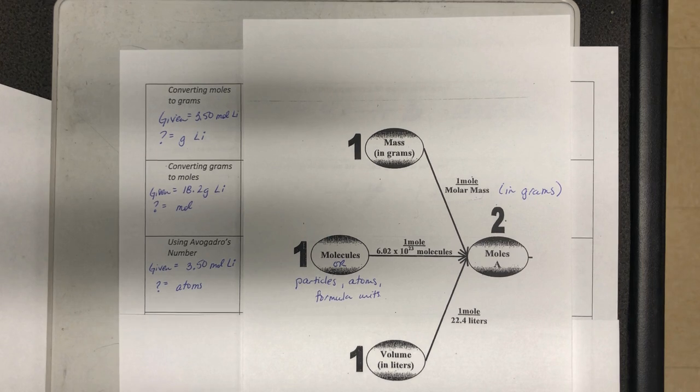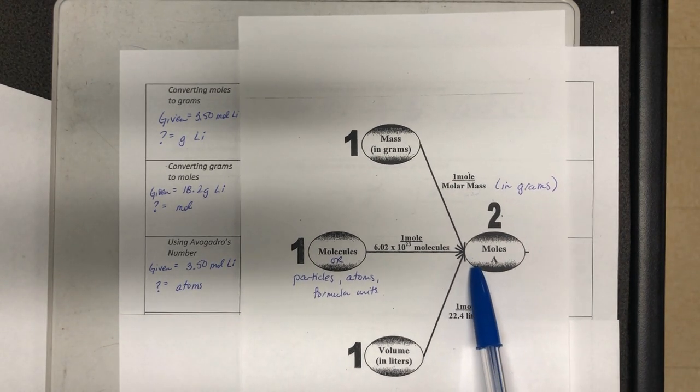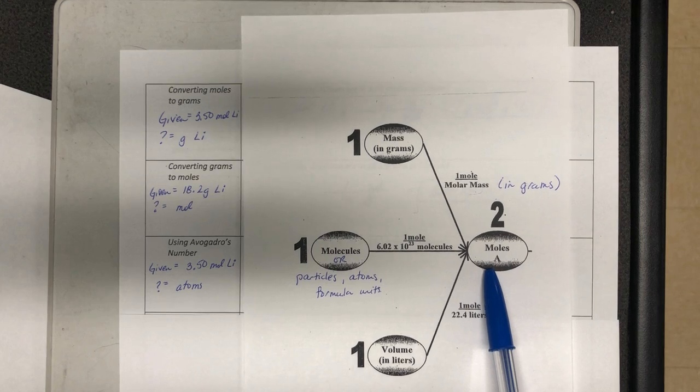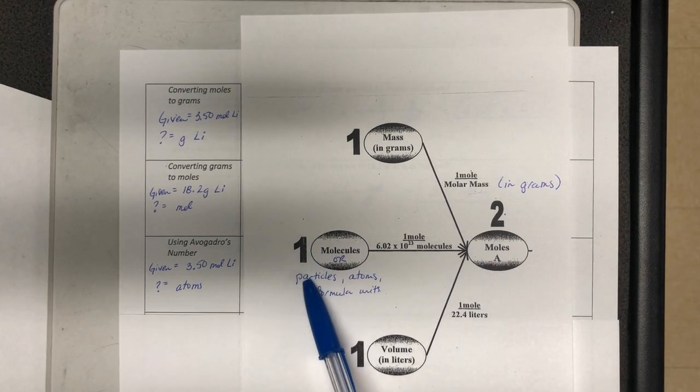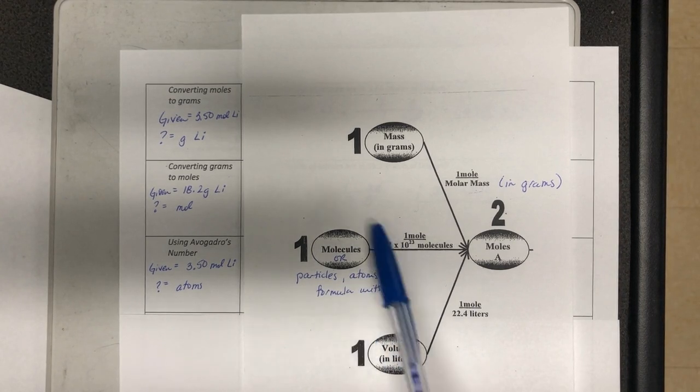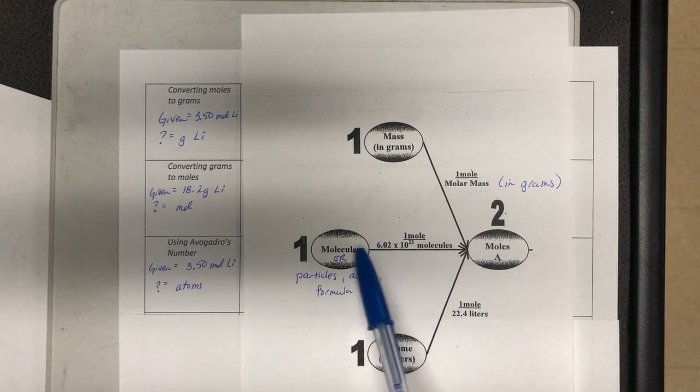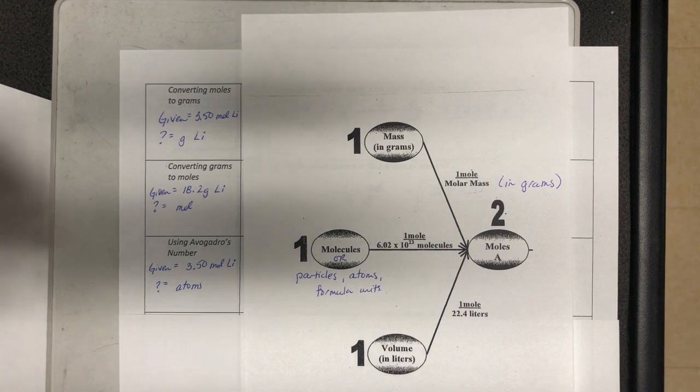All right. Where are we starting? 3.5. Okay, so my given is moles. Where is it on this chart? It's number 2. And I'm going where? To the middle. What am I looking for? Molecules. Or I'm looking for atoms. The one that says molecules. So molecules are particles or atoms, formula units, all of it's over here. So how many steps? You have 1 step.